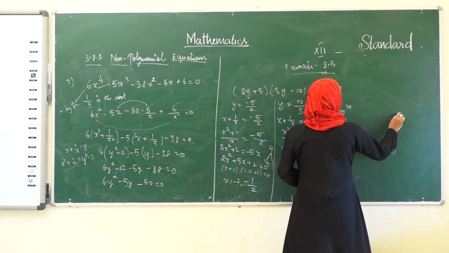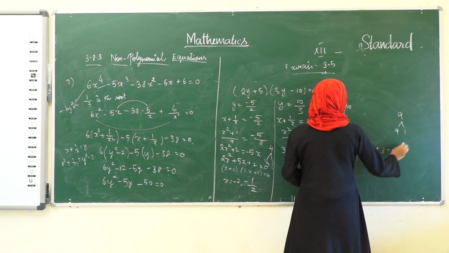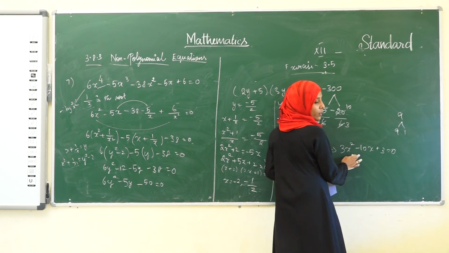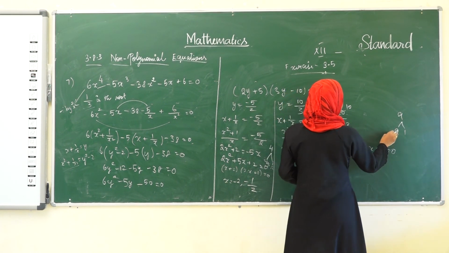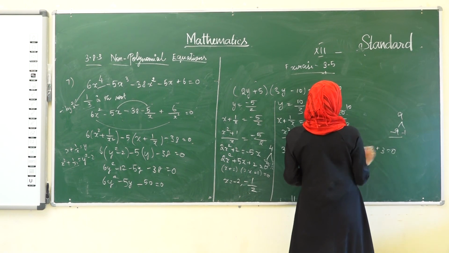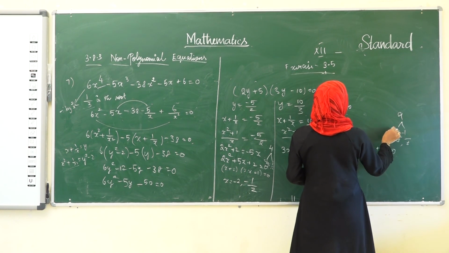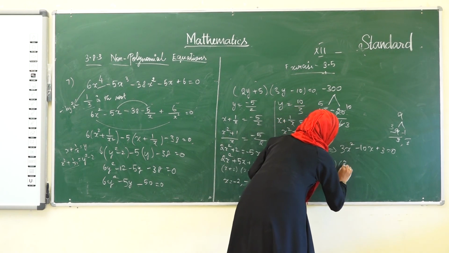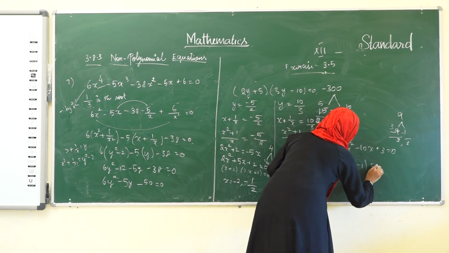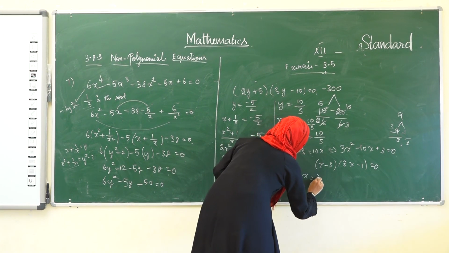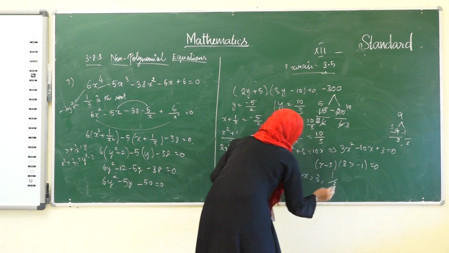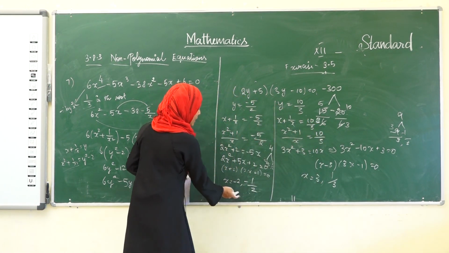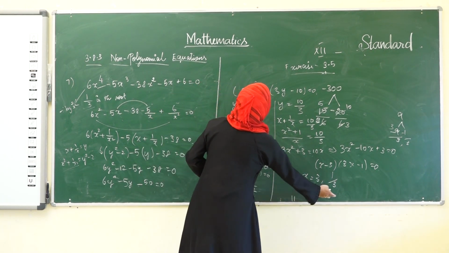3 into 3 is 9. 9 into 1 is 9. We should get minus 10 while adding this. Therefore minus into minus, divided by 3, 1, 3. What's the answer we get? x minus 3 into 3x minus 1 equal to 0. The value of x will be 3 comma 1 by 3. Therefore, the total 4 values will be minus 2, minus 1 by 2, 3, 1 by 3.